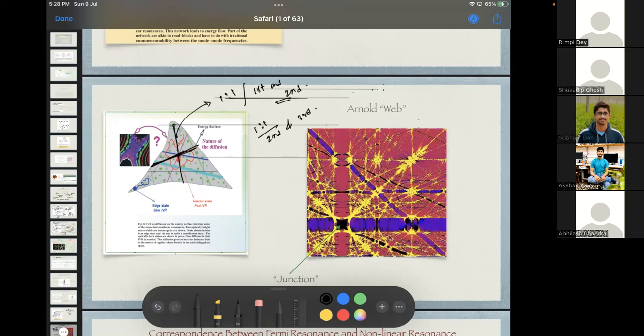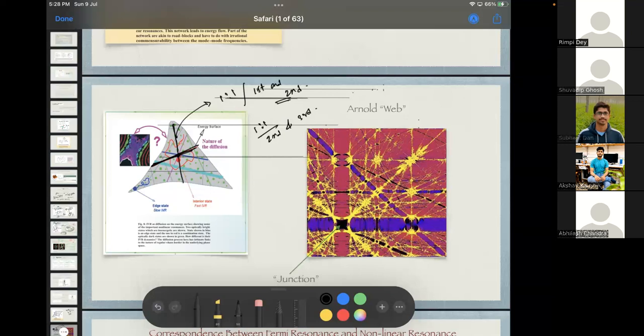Now at this point, all three oscillators are coming together in resonance, right? At this junction. So the junction plays a very important role in scrambling the energy between different possible vibrational modes which are present at the junction.